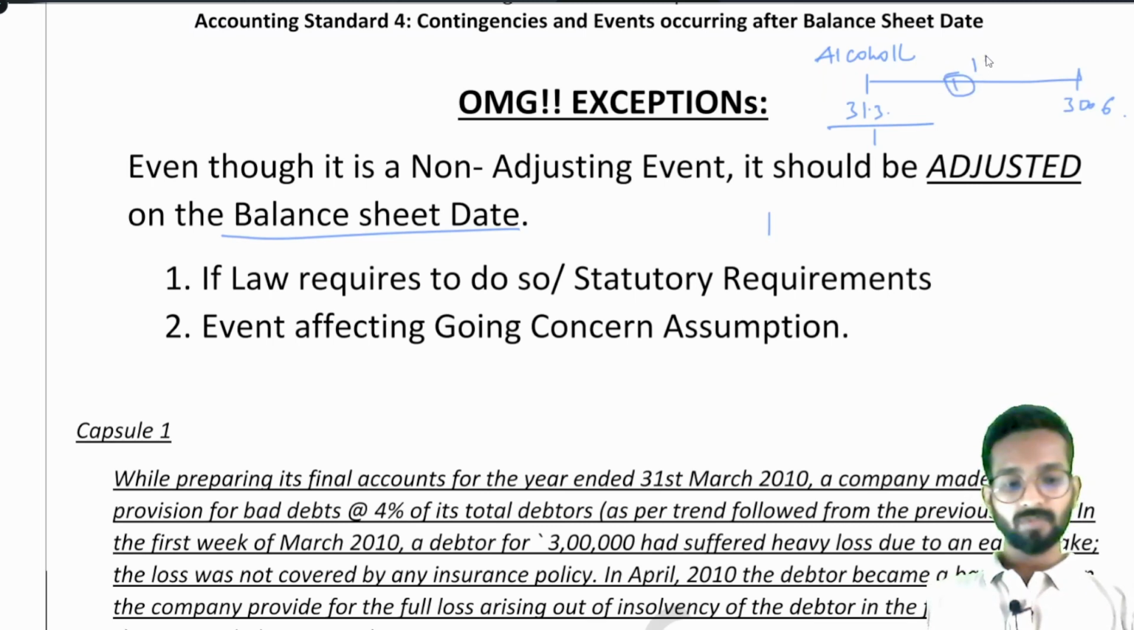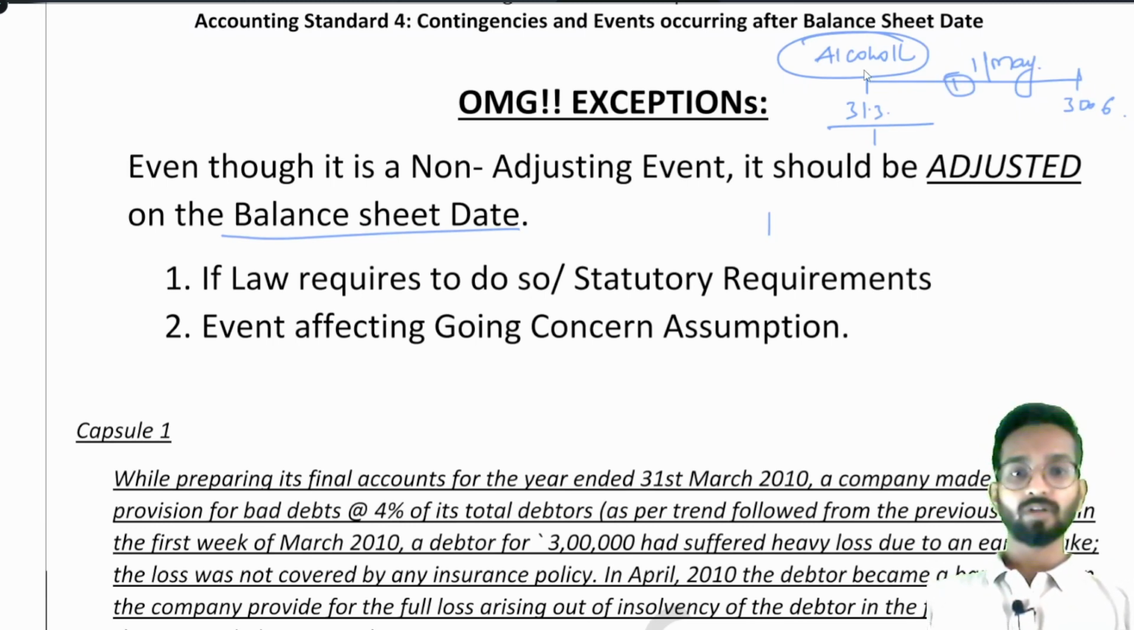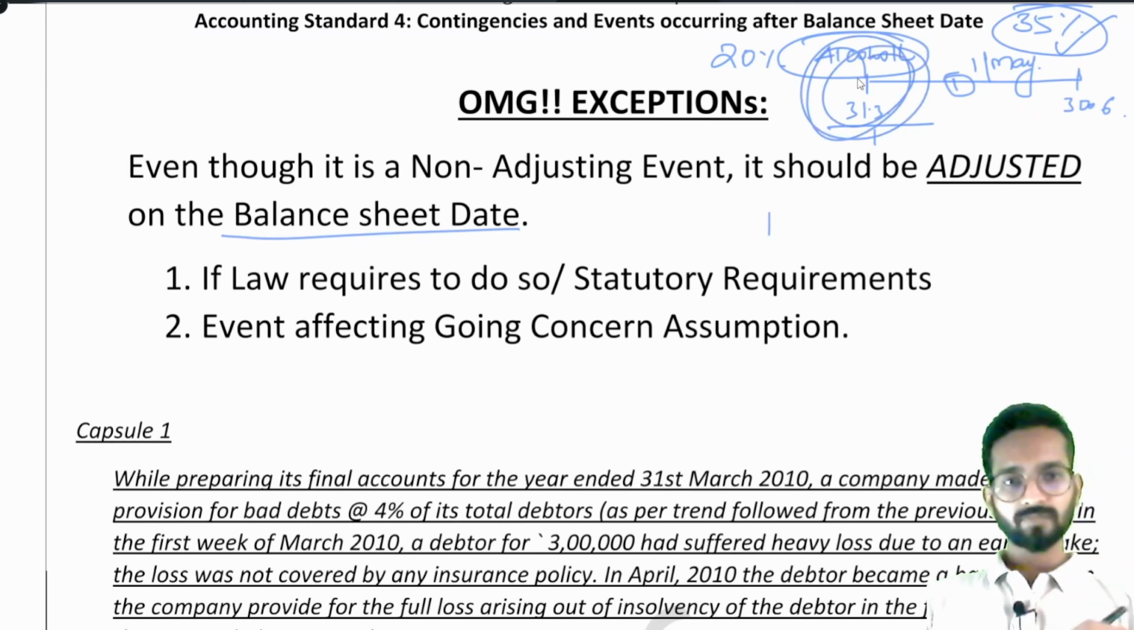Suppose on 1st May, the government passed an order that all the businessmen in the alcohol industry have to pay a tax of 35% straight. See, it might happen. Suppose the tax rate till here was 20%. Now they are saying you have to pay 35% tax. Before 31st March, we had no idea of this happening. So this is the non-adjusting event. But on 1st May, the jump from 20 to 35 was so huge that it will have a material impact. So you can say it is a subsequent event which has a material impact also.